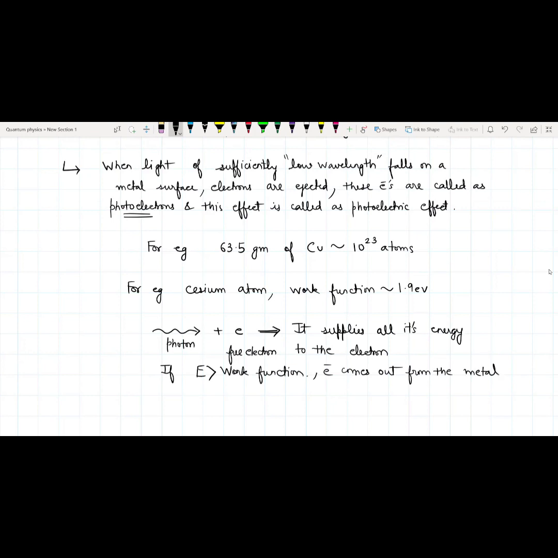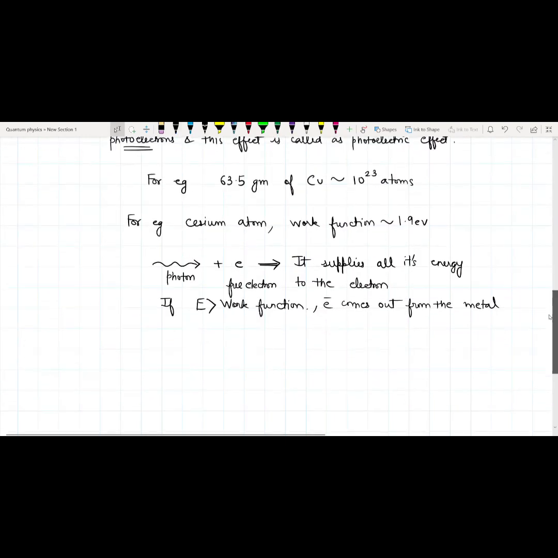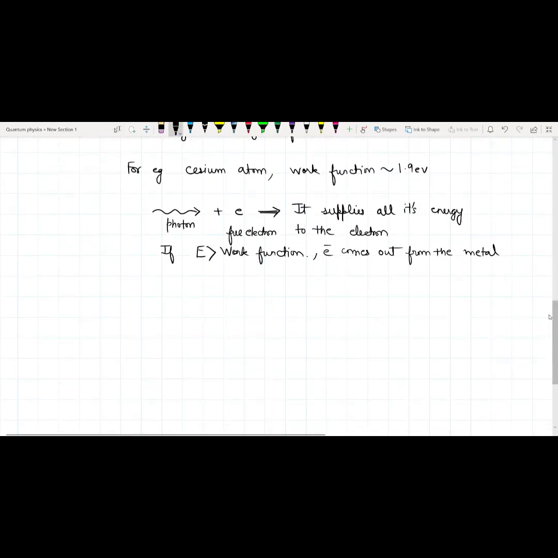Now we must understand that though E greater than the work function is a criterion for the electron to come out from the metal, it is not necessary that if the energy is greater than the work function, then for sure the electron will come out from the metal. Maybe we have supplied energy to the electron, and that electron collides with another electron and consumes all of its energy in the collision, so that it does not have sufficient energy to come out from the metal surface. This can also be the situation.